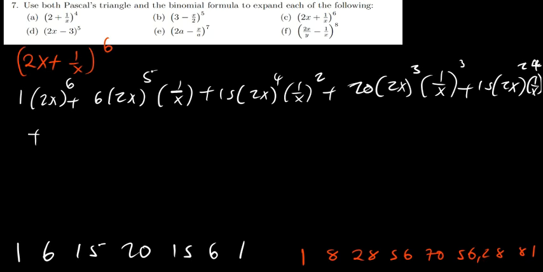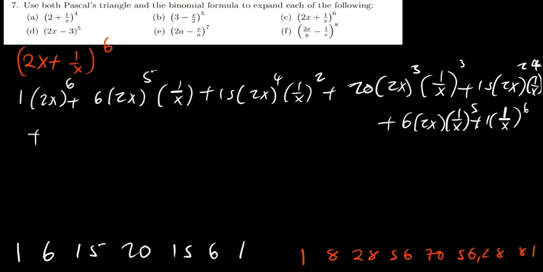Plus the next coefficient is 6. I can even put from here 6. Then you have got 2x raised to the power 1. Then the other one has to be raised to the power 5, 1 over x raised to the power 5, plus 1. Then I'll just have 1 over x raised to the power 6, like that.